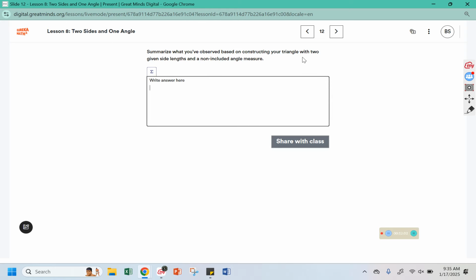Summarize what you've observed based on constructing a triangle with two given side lengths and a non-included angle. When the non-included angle was obtuse, we created identical triangles. But when the non-included angle was acute, we were able to create more than one triangle.